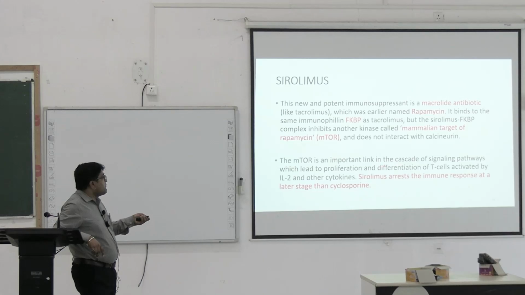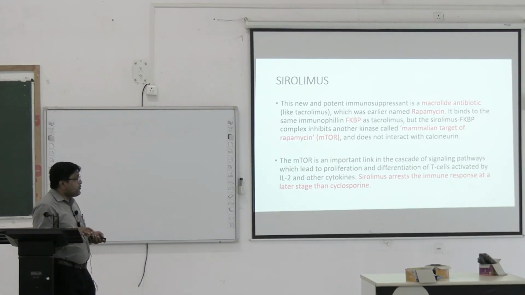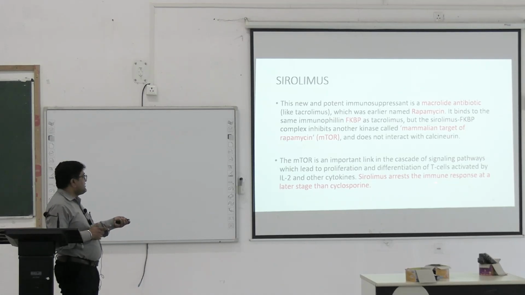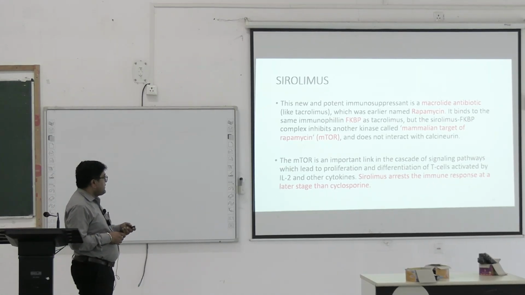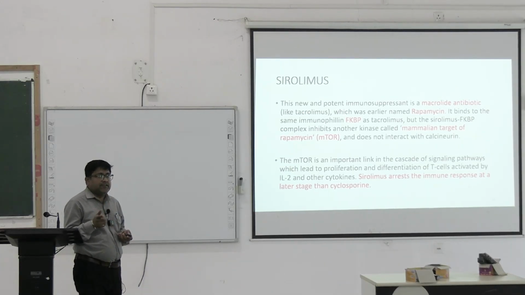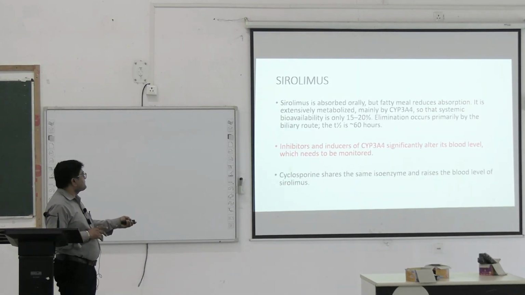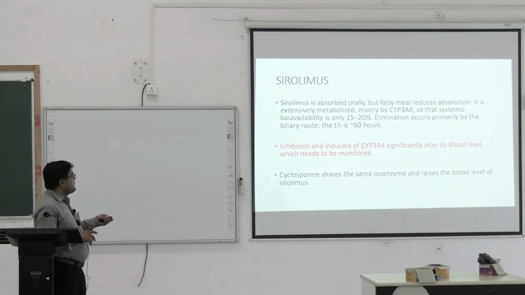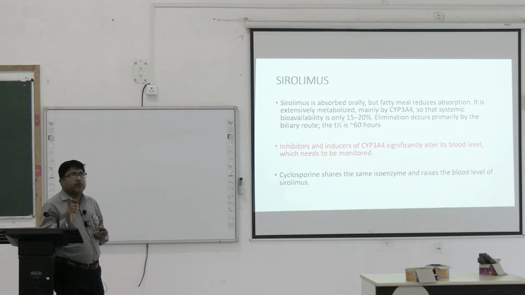The mTOR is an important link in the cascade of signaling pathways leading to the proliferation and differentiation of T cells activated by interleukin 2 and other cytokines. Sirolimus arrests the immune response at a later stage than cyclosporine or tacrolimus. Inhibitors and inducers of CYP3A4 significantly alter its blood level, which needs to be monitored.